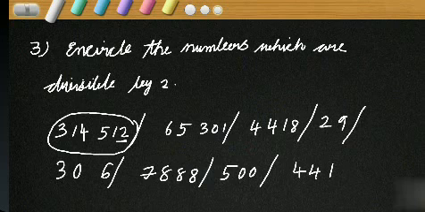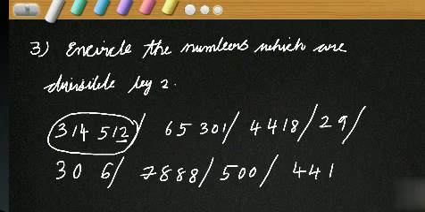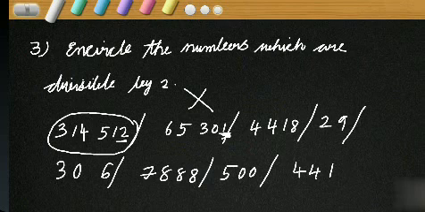Understood? Okay, what about next number? Coming number is 65,301. So for checking the divisibility by 2, we need to consider only the last digit. Here the last digit is what? Yes, last digit is 1. Is 1 an even number? No, we all know 1 is an odd number. That means this number is not divisible by 2, means we need not encircle the second number.